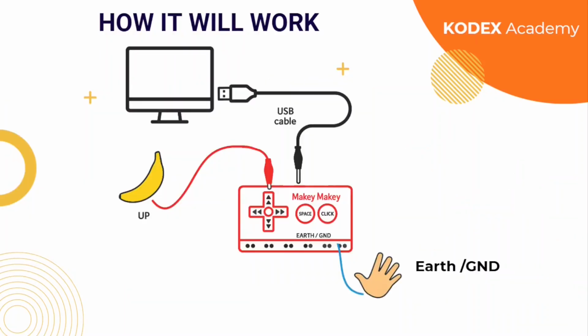Okay, now we'll see how it will work. Like you can see here, this is our system. This is our USB cable. This USB cable helps to connect the Makey Makey kit with the computer. And here I have used one alligator clip wire. One side connects with the up arrow and the other point is put directly inside the banana. So automatically the banana will work as the up arrow key, and on the other side we should connect the ground connection.